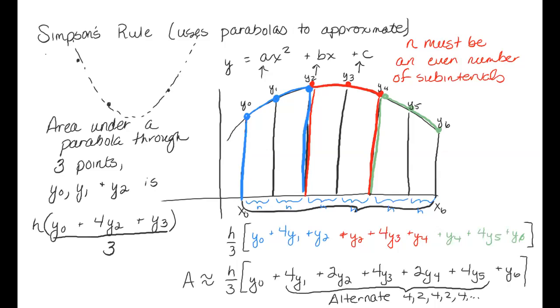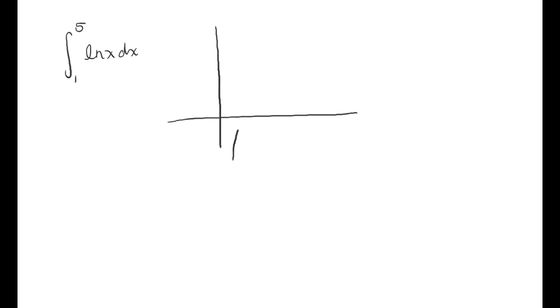All right, so let's take that formula and go back and do our log problem with Simpson's rule. We were looking at the integral of ln x from 1 to 5, and we were dividing this up into 4 subintervals, so something like that.